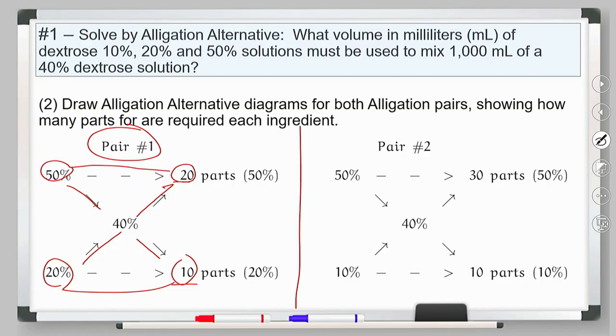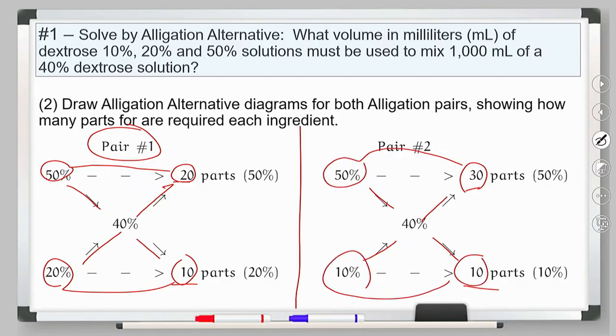So we've got 10% on the bottom, but to the right and into the middle is still my target of 40%. So cross subtracting down again, 50 minus 40 is 10, so 10 parts going that way. But now going up, I'm gonna get 40 minus 10, which is 30 parts. So that gives me 30 parts. Now this 30 parts still goes with the 50%.